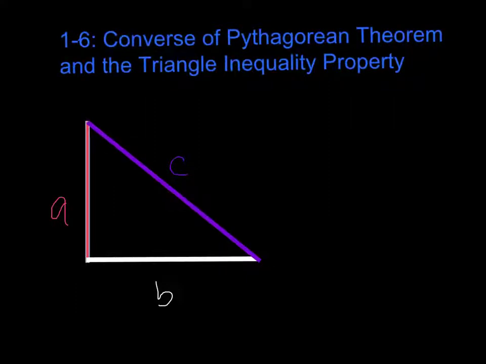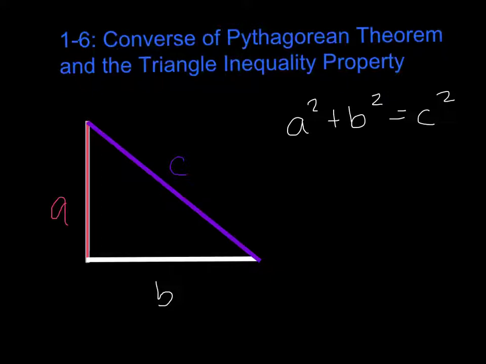In this video, we're going to take a look at the converse of the Pythagorean theorem as well as the triangle inequality property, both of which we looked at earlier today. Basically, the Pythagorean theorem, as you hopefully will remember, is a squared plus b squared is equal to c squared. We've looked at this theorem in terms of solving for one of the sides given the other two sides. But when we look at the converse of the Pythagorean theorem, we're actually given all three sides.